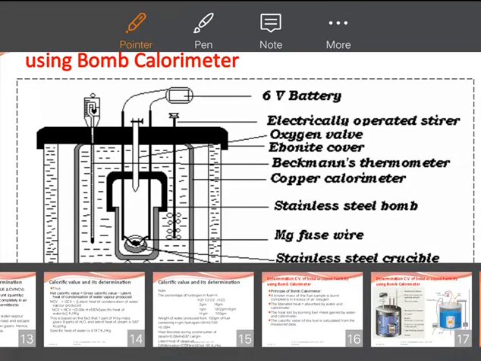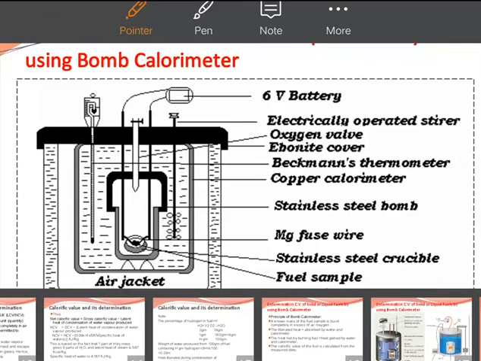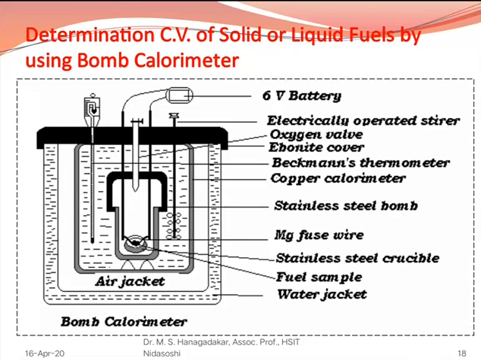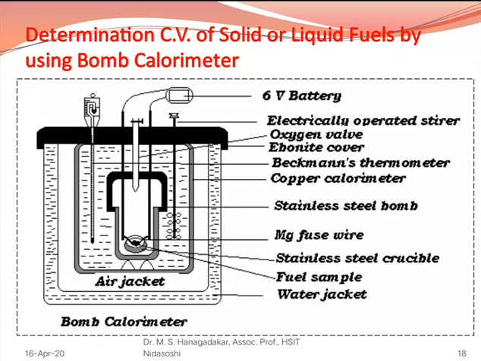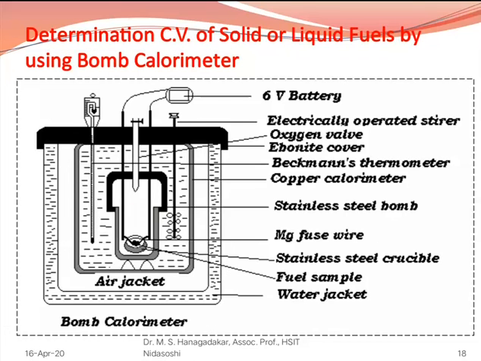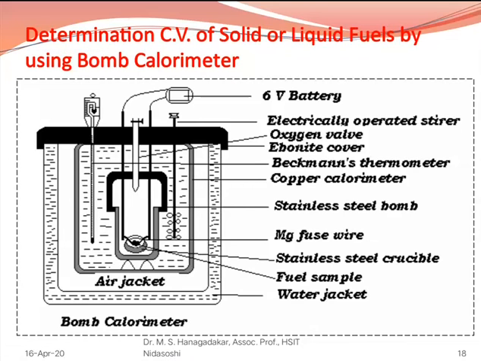In this bomb apparatus, the fuel sample is taken in a stainless steel, ceramic, or platinum crucible in a known quantity, and this fuel sample is fused with magnesium wire welded to the platinum or iron electrodes. They are connected to the 6-volt battery. And this bomb apparatus is filled with air or oxygen at around 30 to 35 atmospheres.